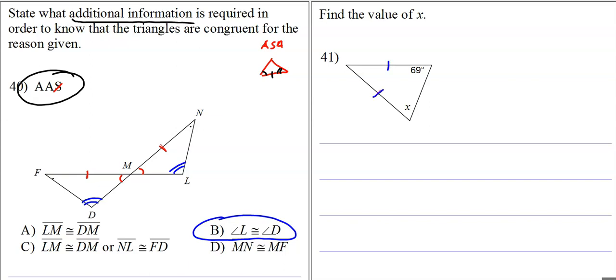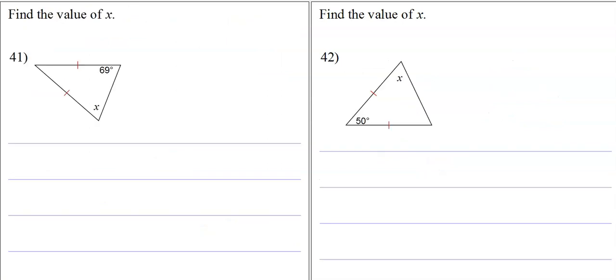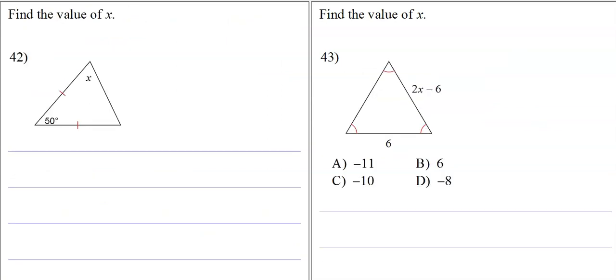I see these two sides, so that means these two angles are equal because this is an isosceles triangle. Whenever you have an isosceles, you have two equal sides and you have two equal angles. So one's pretty easy. X is 69. Moving forward, 42 and 43.